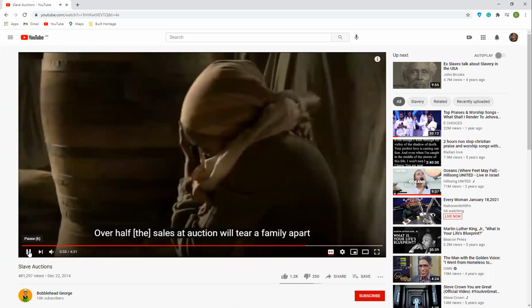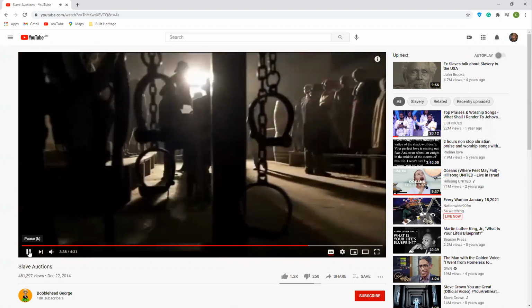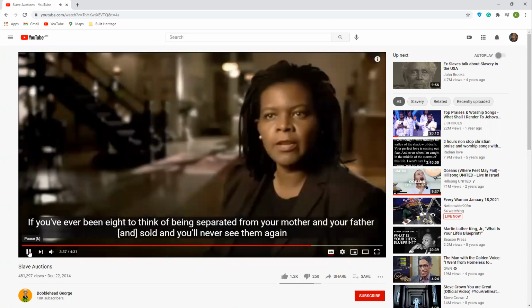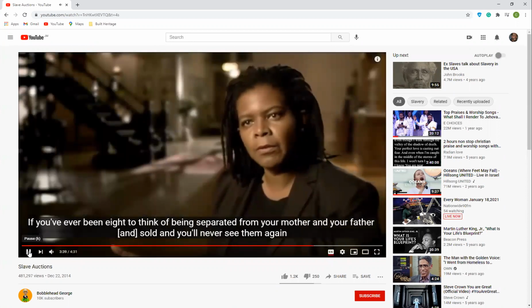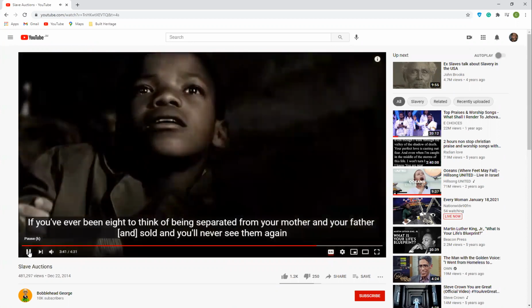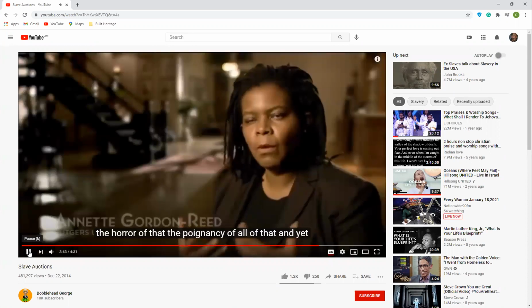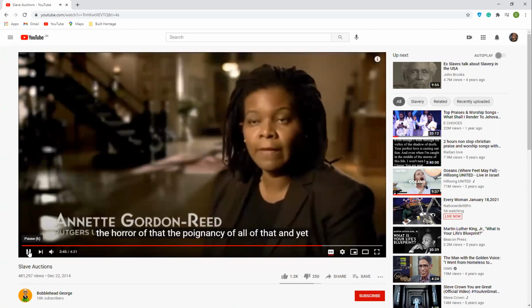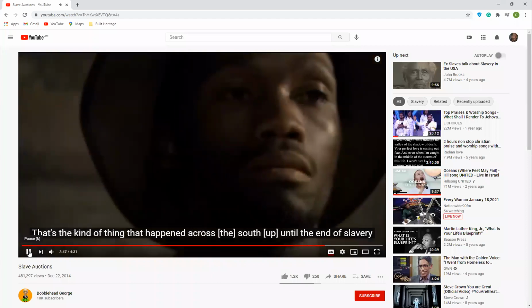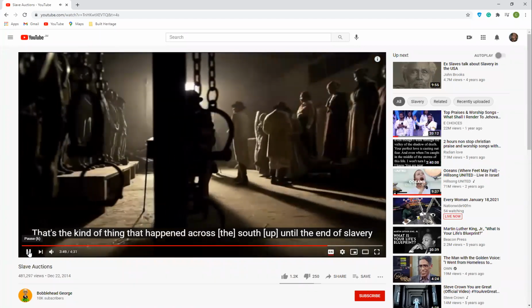Over half the sales at auction will tear a family apart. If you've ever been 8, to think of being separated from your mother and your father and sold and you'll never see them again. The horror of that, the poignancy of all of that, and yet that's the kind of thing that happened across the South up until the end of slavery.